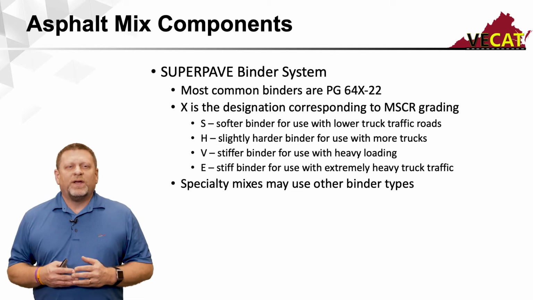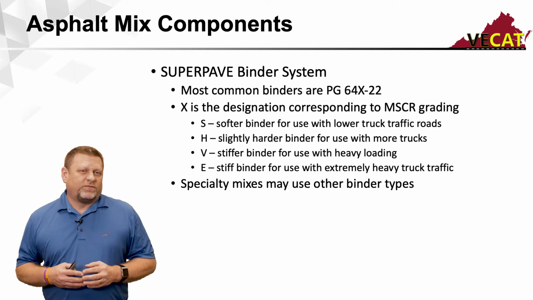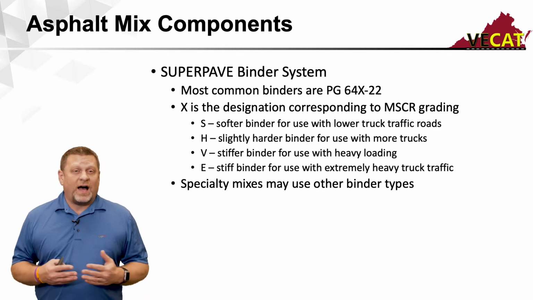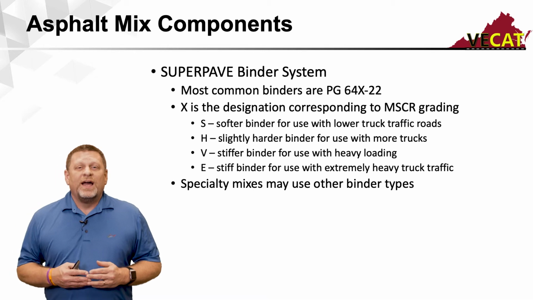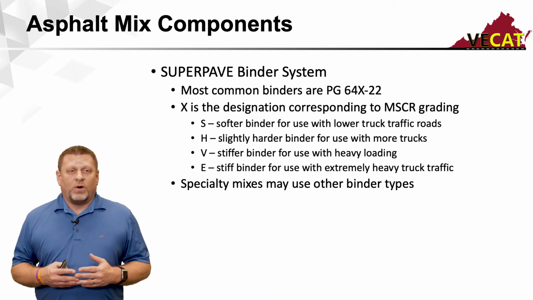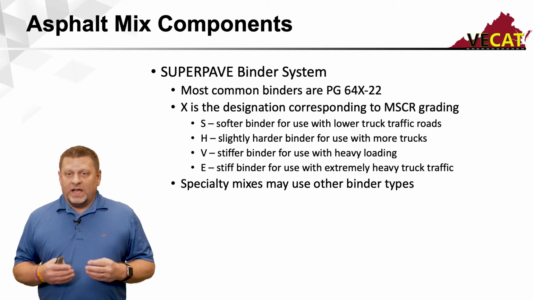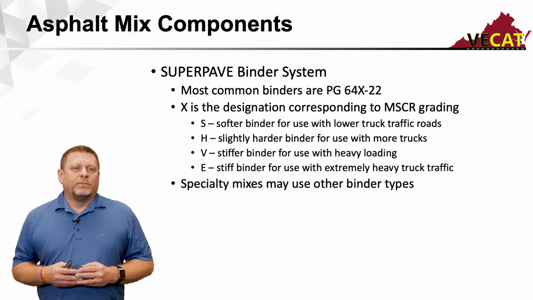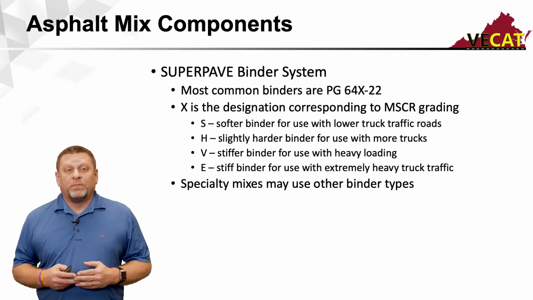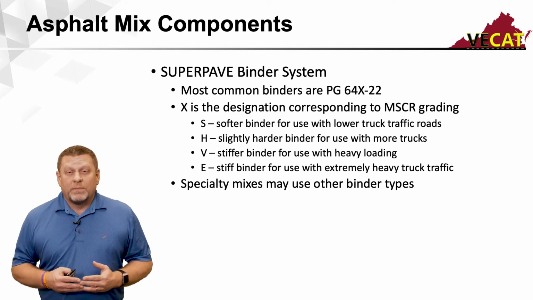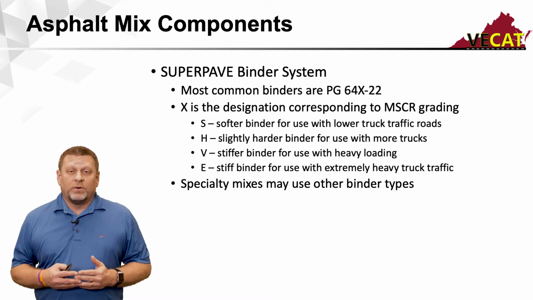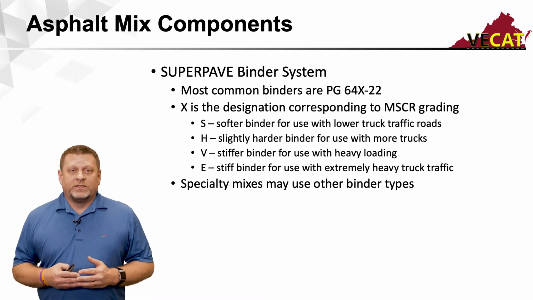And the last one we have is an E binder, which is for extreme truck traffic. You're going to see this on I-95, on I-81 in the state of Virginia. And this is going to be a much higher polymerized binder that is made for much heavier loads in trafficking. And we also can include special binders. Some of our special binders may be a rubberized binder where we've incorporated a ground tire rubber or another additive into these binders.